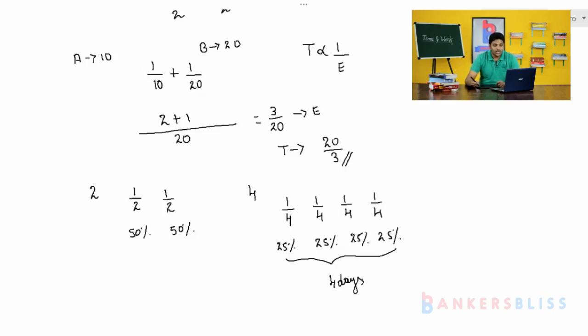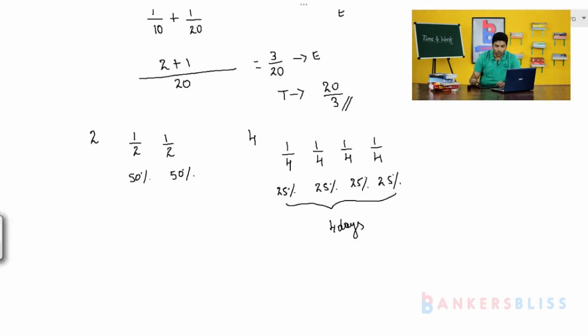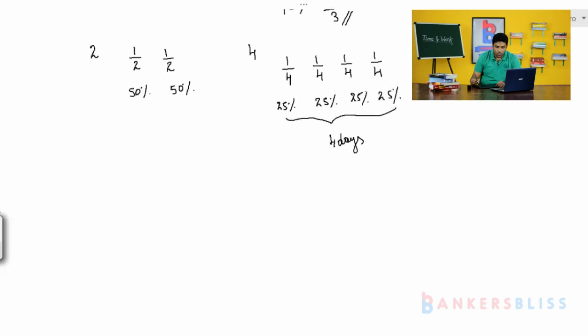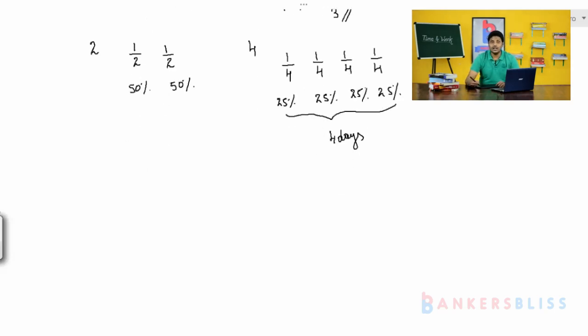Okay, so if you take the inverse of the time taken or the time given, you are going to get the efficiency of the work. So this is the normal procedure we follow to calculate the time taken when two persons work together. But we have one more methodology. If we go with that methodology, you can save a lot of time.